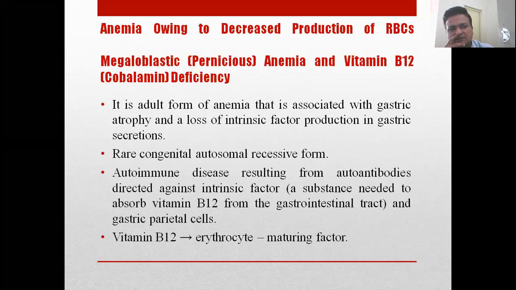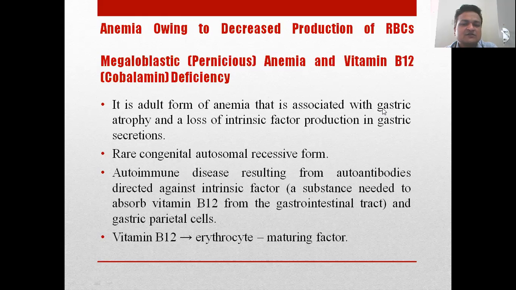See, in megaloblastic anemia and vitamin B12 deficiency, another main disease is megaloblastic anemia and vitamin B12, that is cobalamin deficiency. Okay, इसको बोलते हैं anemia owing to decreased production of RBCs. Here, it is an adult form of anemia that is associated with gastric atrophy.